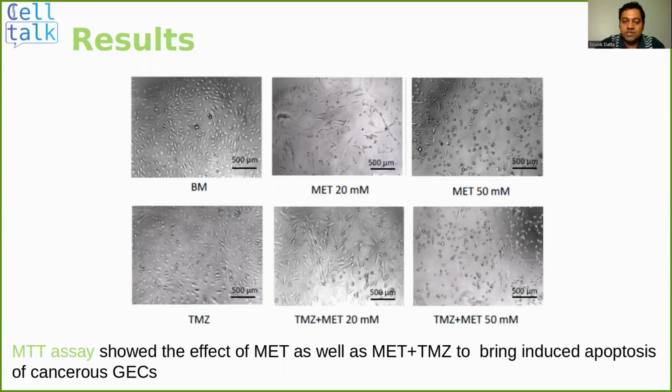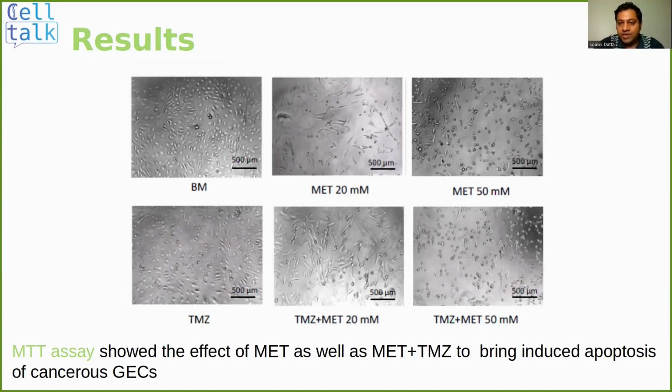What they have obtained out of these 5 to 6 assays. Using the MTT assay, they showed that the effect of metformin as well as the combination therapy with metformin and TMZ brought about induced apoptosis of the cancerous glioblastoma endothelial cells. As you can see, these elongated cells are mainly the GECs or the endothelial cells. When they have been treated with 20 millimolar concentration of metformin and the combination approach with TMZ and metformin at the same concentration, they have seen that with respect to the negative control or the basal media culture, there has been an enhanced reduction of the endothelial cells.